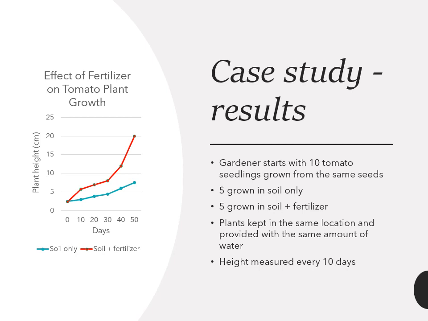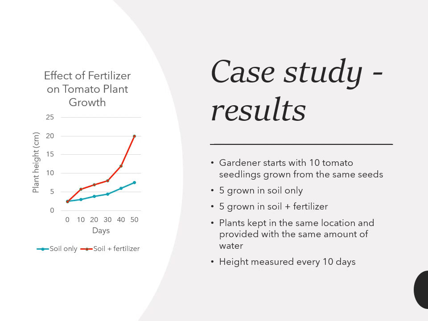So here we have some results of our experiment. Now, our hypothetical gardener started with a total of 10 tomato seedlings. Now, those seedlings were all grown from the same seeds. 5 of the seedlings were grown just in soil, 5 were grown in soil with the fertilizer. The plants were kept in the same location to control the amount of sunlight and the temperature, and they were provided with the same amount of water. The height of the plants was measured every 10 days.